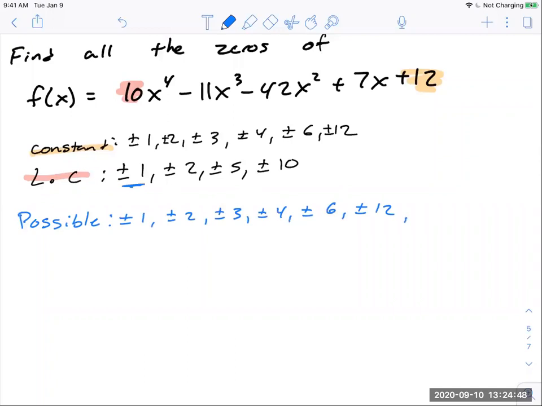Next, dividing all the top ones by 2 now. 1 divided by 2 is 1/2. 2 by 2 is 1, so I don't need to rewrite it. 3 by 2. 4 by 2 is 2, so I don't need to rewrite that one. 6 divided by 2 is 3, and 12 divided by 2 is 6. Those are all written. I can move on to the next one.